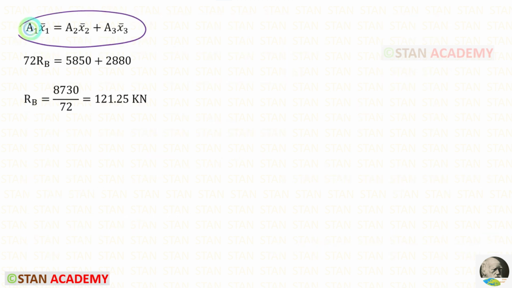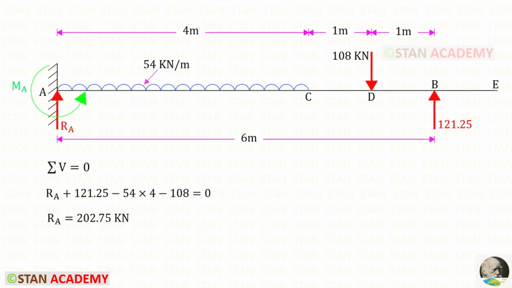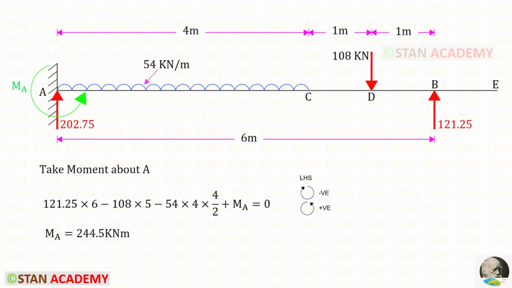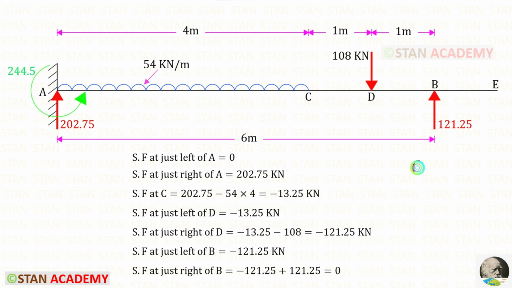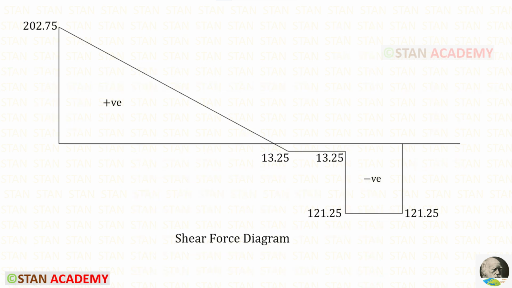In this expression, we have found everything. Let us apply them. In this way, for RB, we will get 121.25. Now let us apply the rule sigma V is equal to 0 and find RA. Now we can take moment about A and find MA. Using the right hand side rule, we can find the shear force values. Here you can see the shear force diagram. In this point, the shear force becomes 0. We can make a section in this point and find the distance.